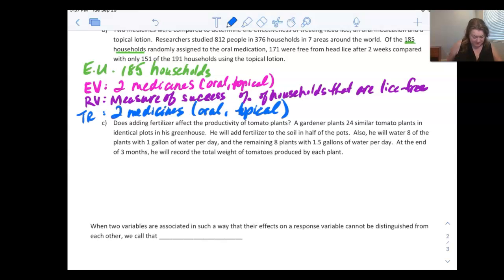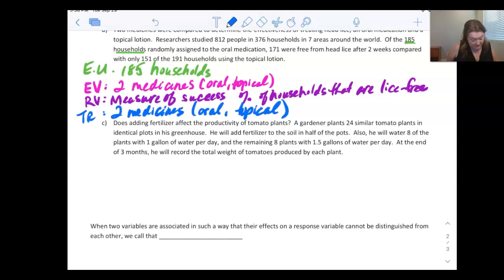Experimental units are tomato plants. We're trying to see, does fertilizer, that's my experimental variable, affect productivity? So some kind of good response of plants. And then my treatment is the fertilizer. So we're going to read ahead to see how they're doing fertilizer.